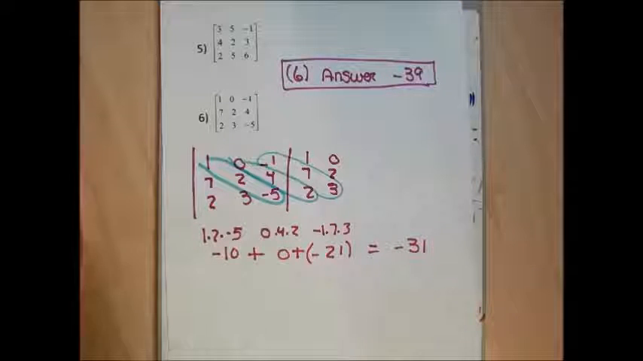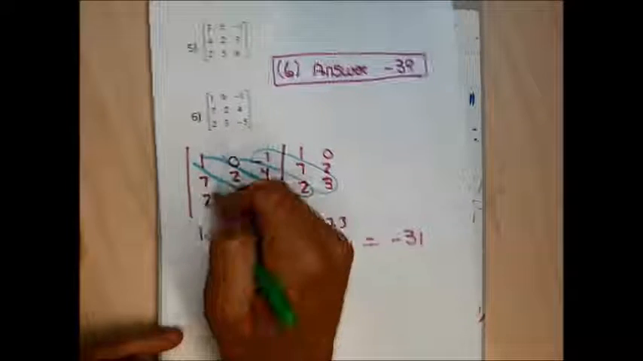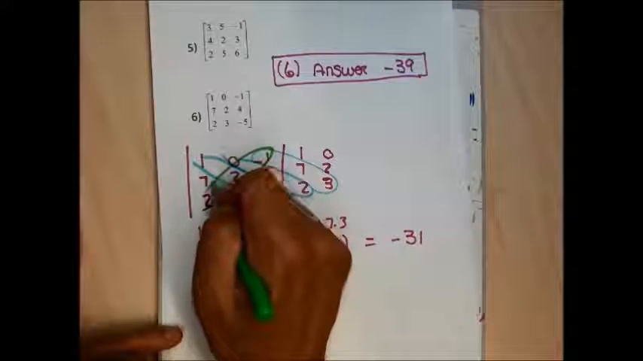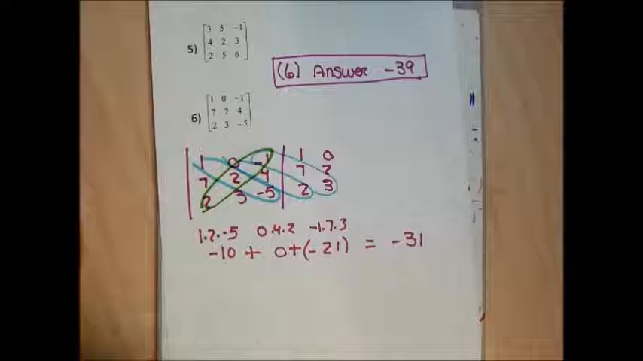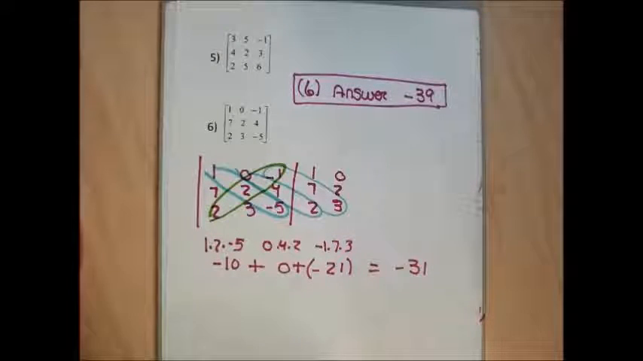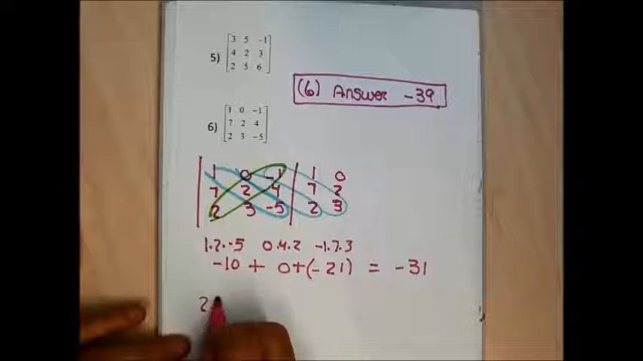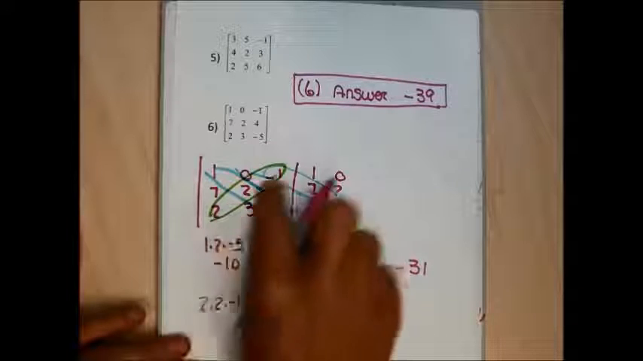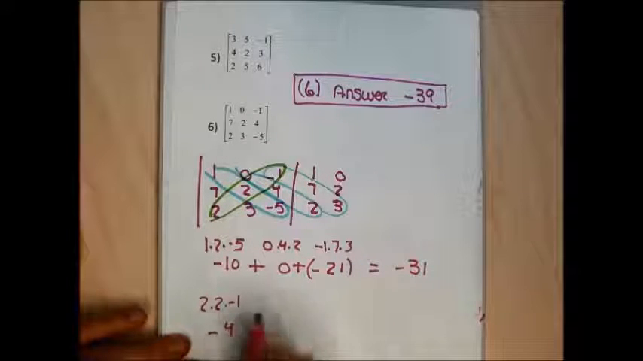I have to do the other direction of my cross multiplying. Starting from the bottom left, cross multiply up. First cross multiplying I'm going to do is 2 times 2 times negative 1. That's what I have circled there. That multiplies out to be negative 4.